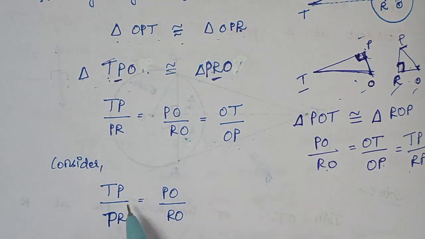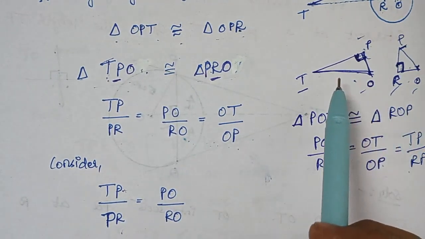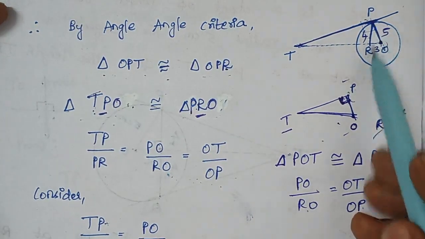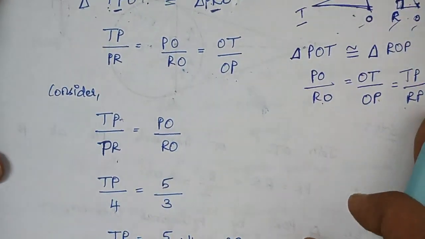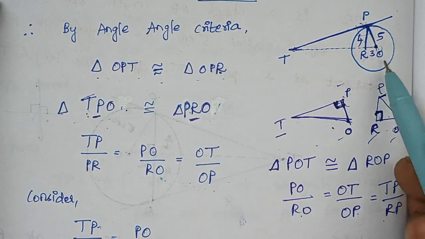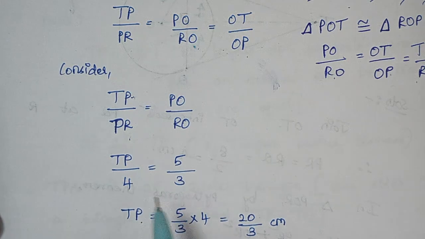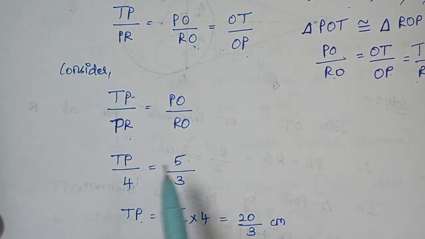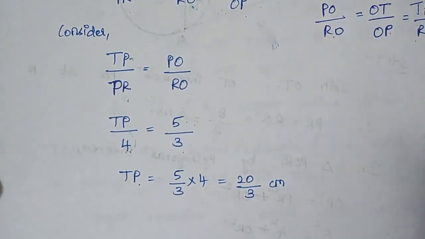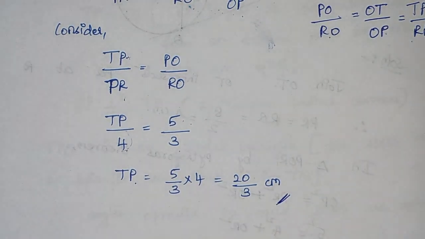So TP by PR, the TP we need to find, and what is the value of PR? Here you see the value of PR, it is 4. So write it as 4. And what is OP? Here OP is 5 and OR is 3. So here it is 5 by 3. So the value of TP is 5 by 3 into 4. When you move this 4 to the right hand side, this occupies the numerator part. Therefore here the value of TP is 20 by 3 centimeters.